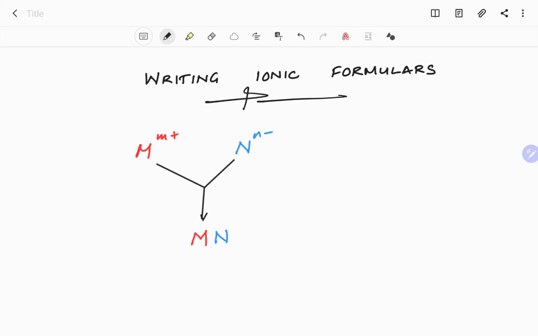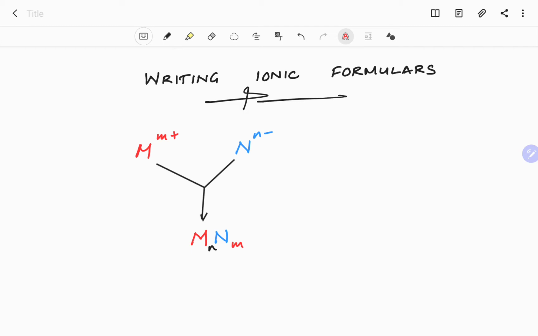And write the charge of the non-metal as a subscript for the metal. So N comes as a subscript for the metal, and then M comes as a subscript for the non-metal. So we use the charges as the subscripts in the chemical formula, which basically tells us the ratio of the anion and cation.